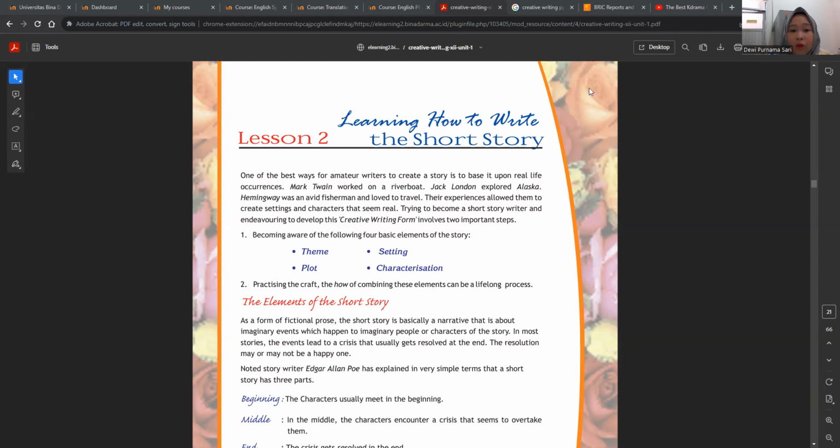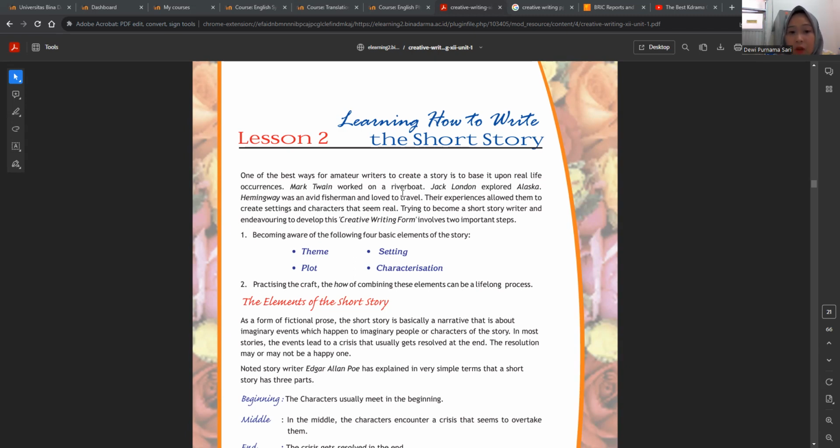For example, Mark Twain worked on a riverboat. Jack London explored Alaska. Hemingway was an avid fisherman and loved to travel. And these experiences that they have already had allowed them to create settings and also characters that seem real. That's why it's easy to write the short story, because they have already experienced it and put it into a story by writing.